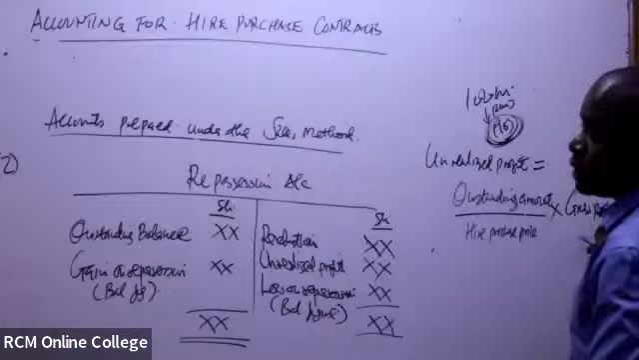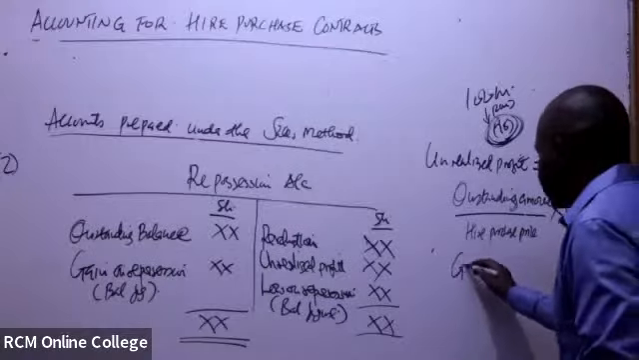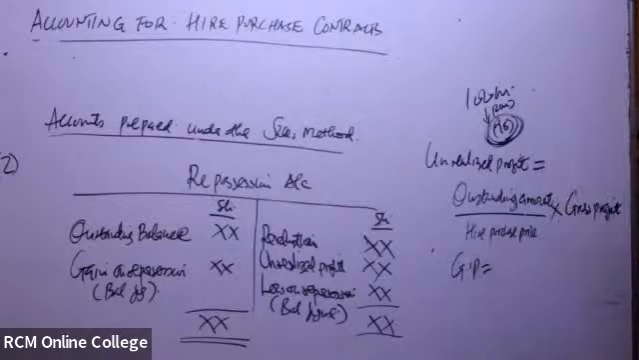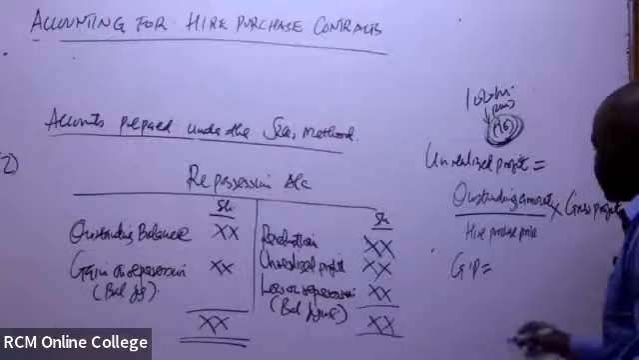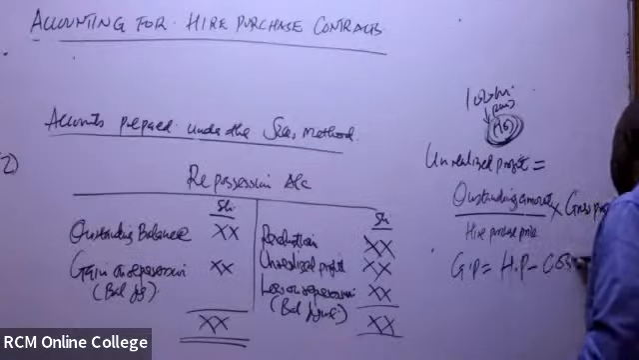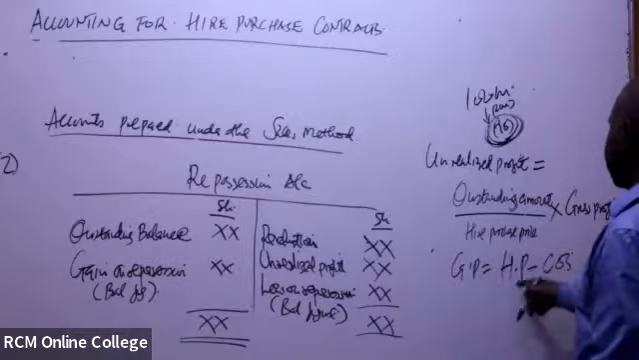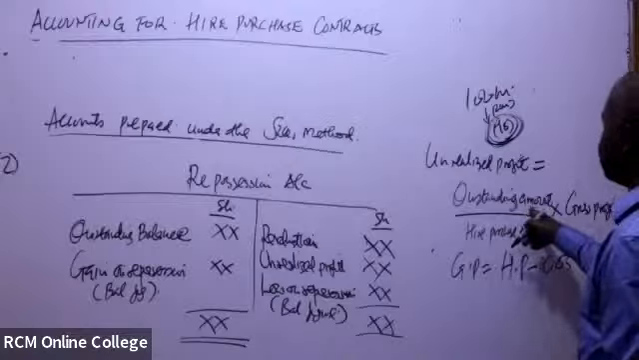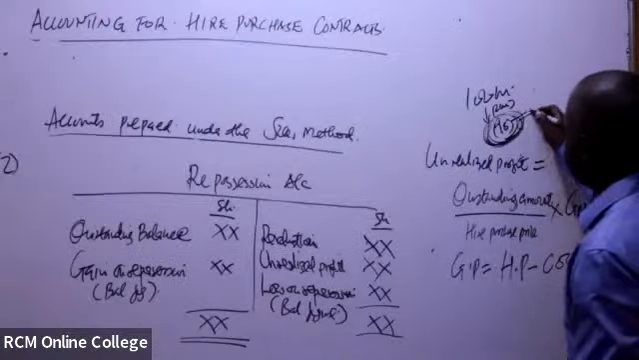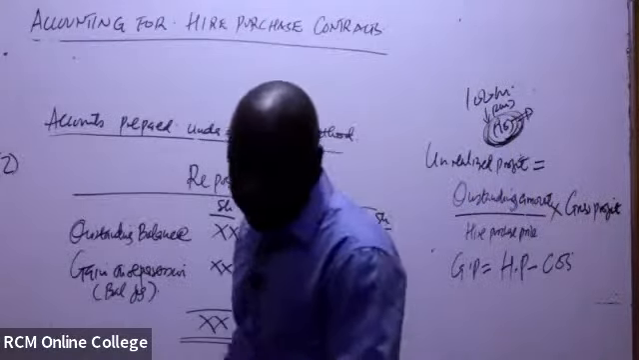So it will be the outstanding amount over the hire purchase price multiplied by the gross profit. We've already said how you get the GP. The GP is equal to the hire purchase price minus the cost of sales. So that's how you get this one. This one is the hire purchase price. This is the outstanding amount, the amount that fellow will pay you. That is the outstanding amount.